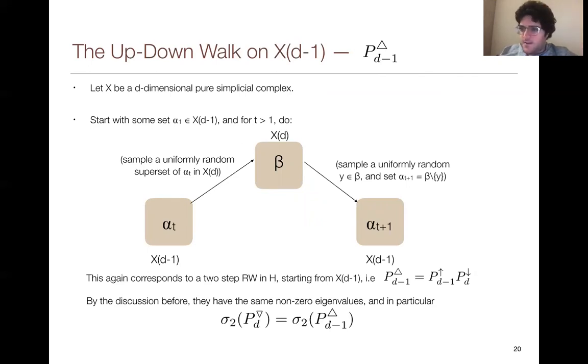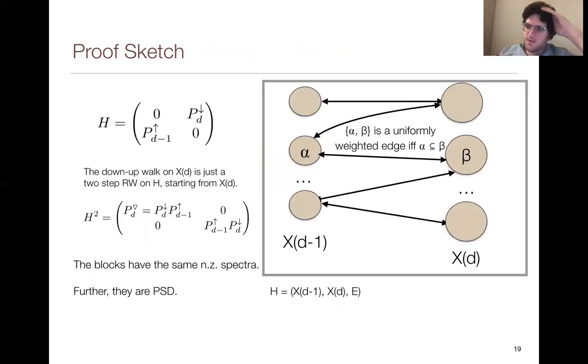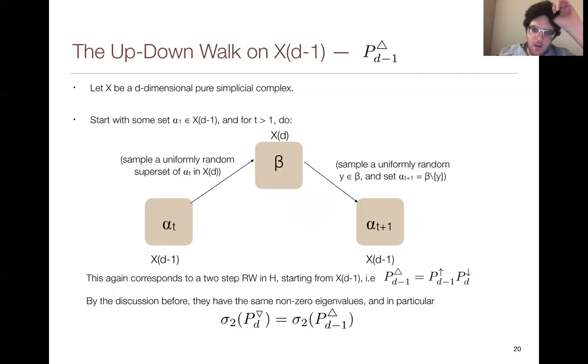And by this argument about these blocks having the same non-zero spectrum, we can say that this down-up walk on the level X_t and the up-down walk on the level X_{t-1} are going to have the same second eigenvalue, or rather the same second singular value.